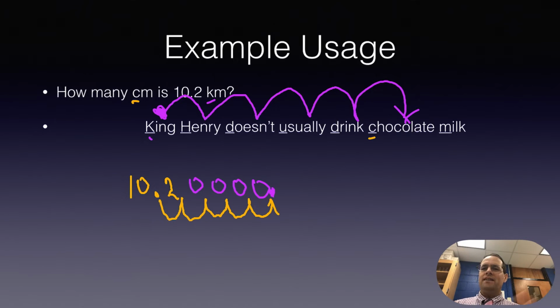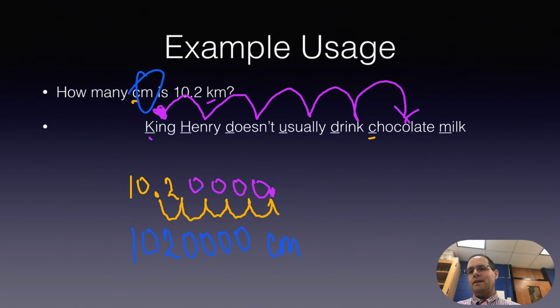Now, of course, we know a number can only have 1 decimal place, so let's clean this up a little bit. So the final answer is going to be 102, 1, 2, 3, 4 zeros, 1, 2, 3, 4. And the units are going to be centimeters, okay?